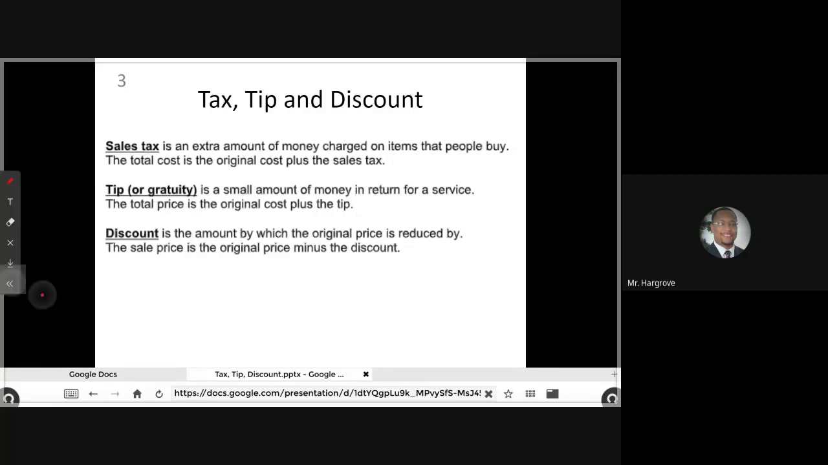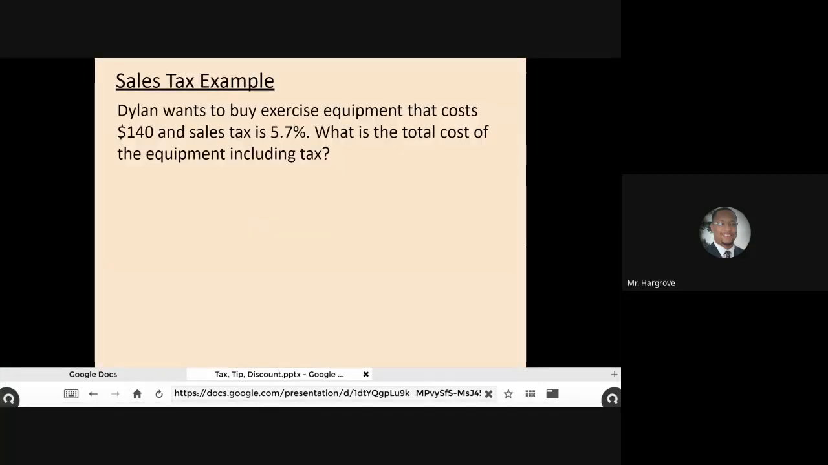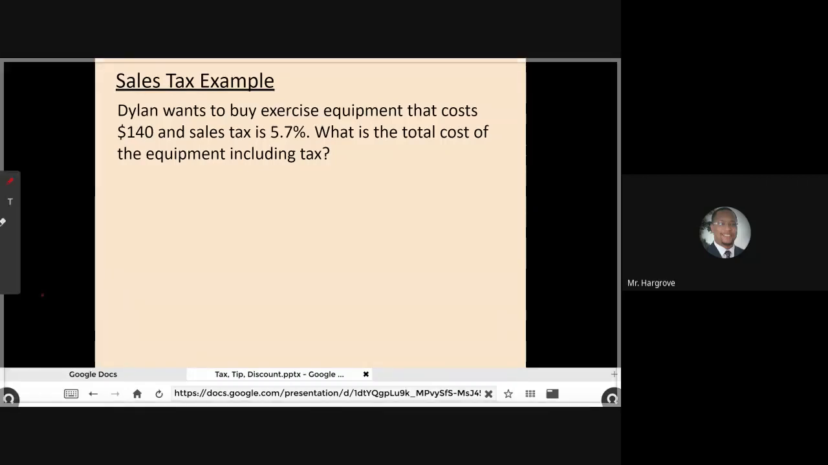So at this time, we'll move on and we should be able to jump into an example. And this is going to be a sales tax example. It says Dylan wants to buy exercise equipment that costs $140 and sales tax is 5.7%. What is the total cost of the equipment, including tax? So in this problem, they're wanting us to calculate the total cost. So I'm just going to underline that. The question says, what is the total cost of the equipment, including tax?